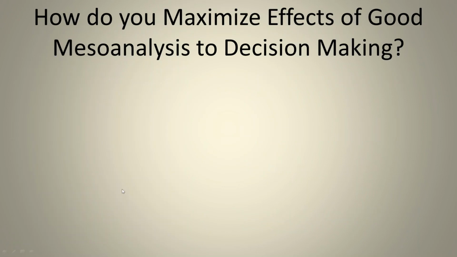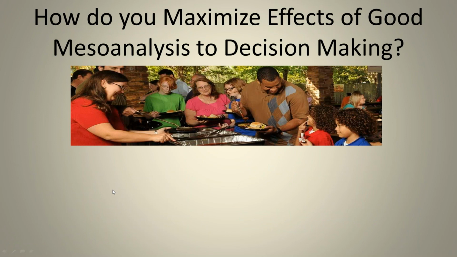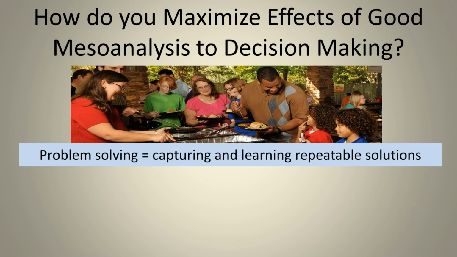So how do you maximize the effects of good mesoanalysis to decision making? Well, I think it's important to focus on problem solving and decision making. There is a distinction. Problem solving is 9/10 capturing and learning repeatable actions, and decision making, on the other hand, is for that rare breed of decision where the decision has not been made by someone with experience and authority. So that's the silver lining. That's the commonality to every problem: deciding what the problem is and being able to weigh the pros and cons and knowing what the repeatable solutions are. So good decision making is about being able to predict likely outcomes and being able to see the connections between cause and effect. Not everyone's going to have this.